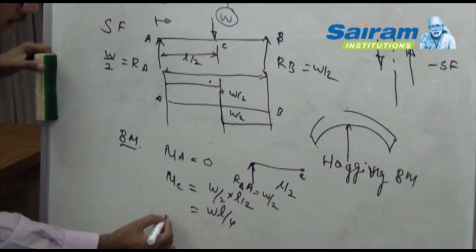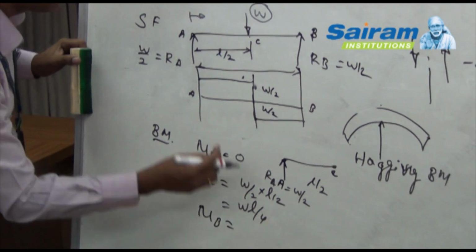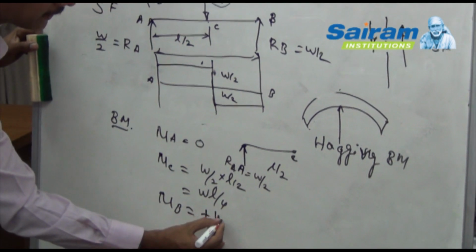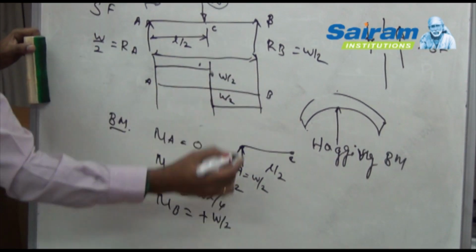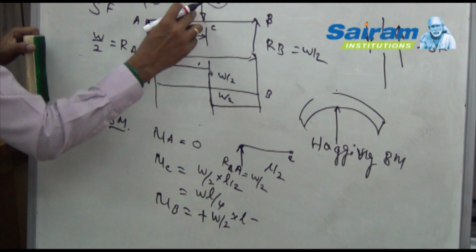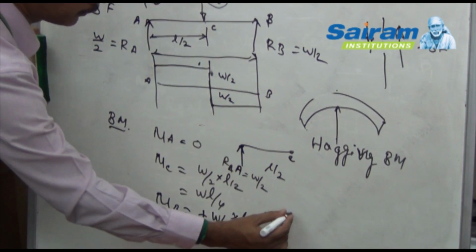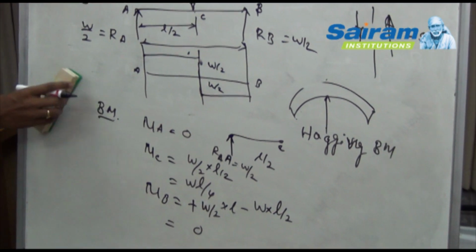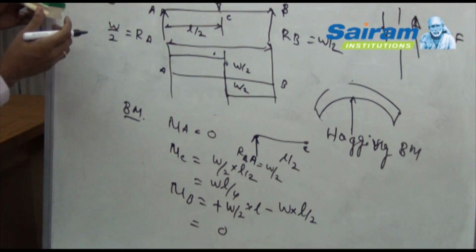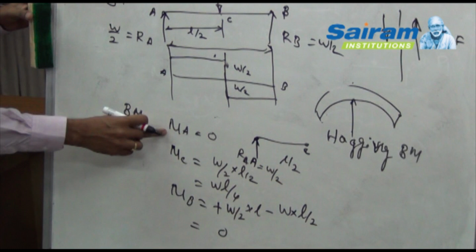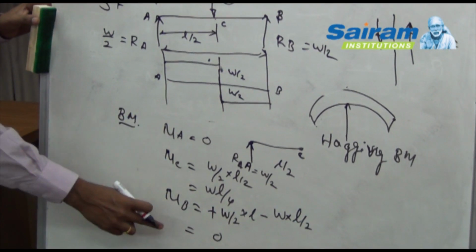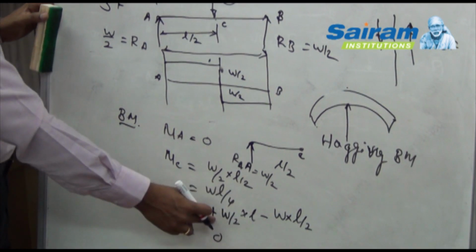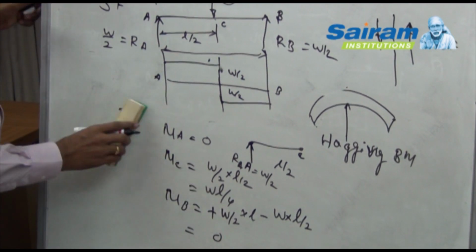Then moment about point B, from point A we have plus W by 2 into L minus W into L by 2, which will give 0. So by using these values we'll draw the bending moment diagram. Moment at point A is equal to 0, at point B equal to 0, and at point C we have the maximum bending moment, that is WL by 4.